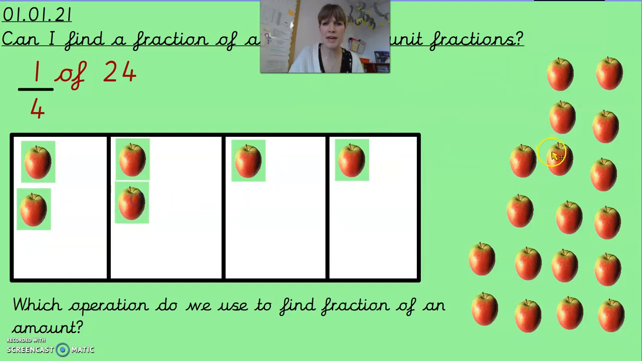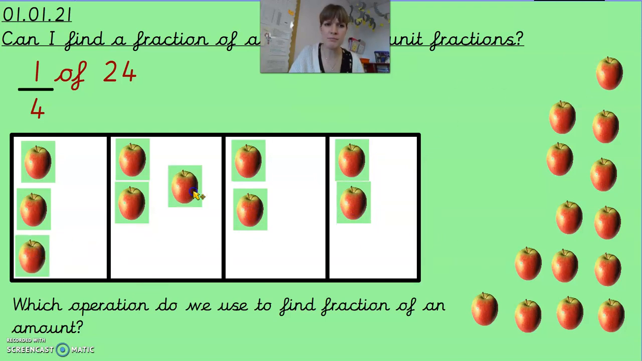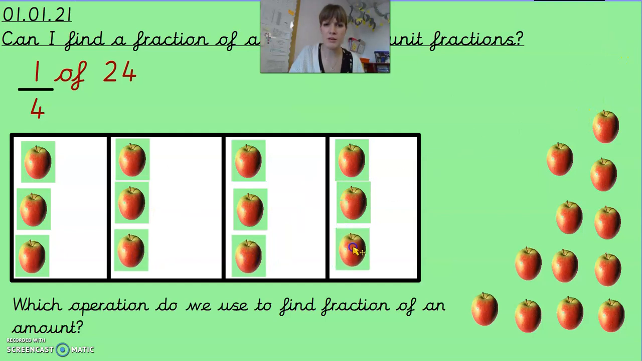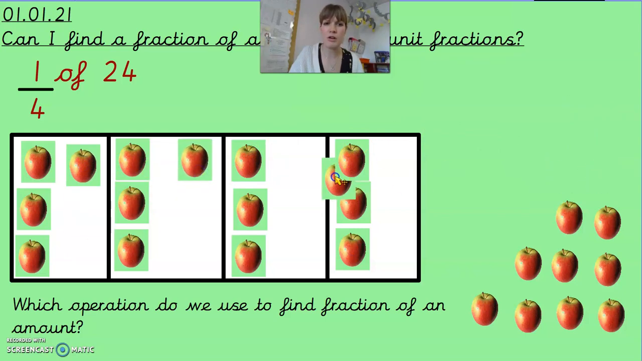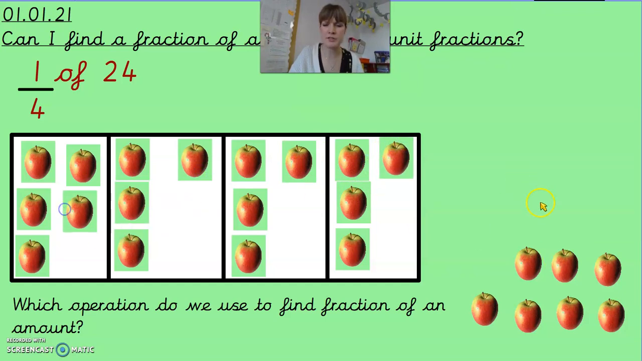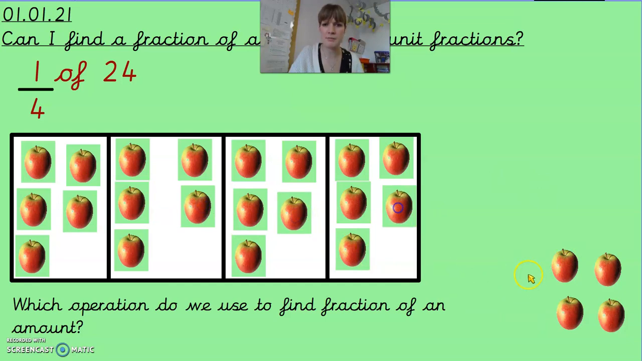Maybe whilst I'm doing this, what sort of calculation or operation am I using? I'm sharing the apples between 4 boxes, 4 sections on my bar model. So what is the operation I am using? Think about what the word sharing means. Okay, here we go.